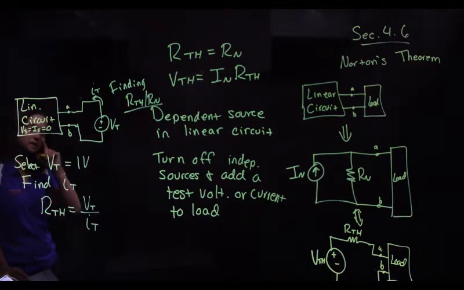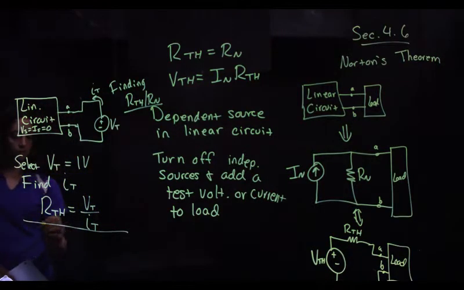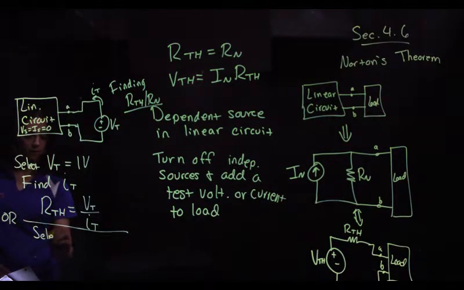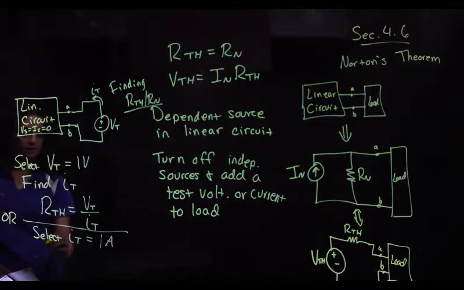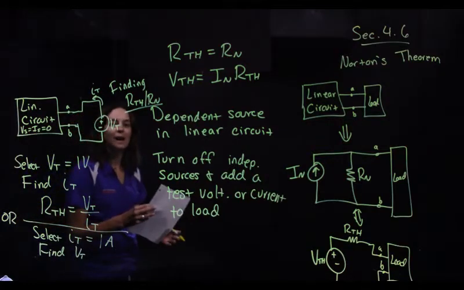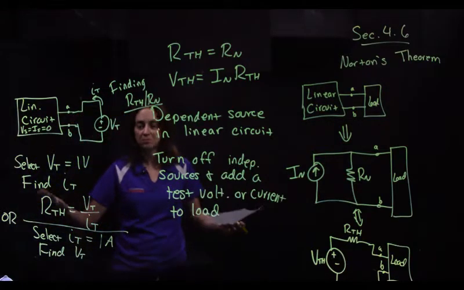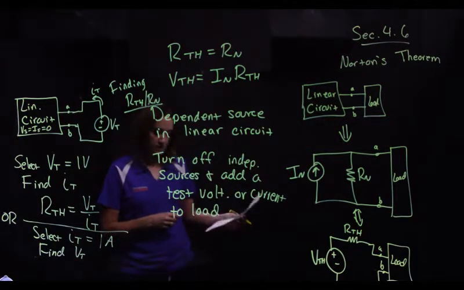The other way to do this is to add a test current out here, so just a current source instead. In that case, you can select your IT to be something convenient like 1 amp, and then find your VT. It doesn't matter which way you do it, whatever you're more comfortable with. I tend to add the test voltage. I don't know why, I just like that. But we'll work an example of that in the next video.